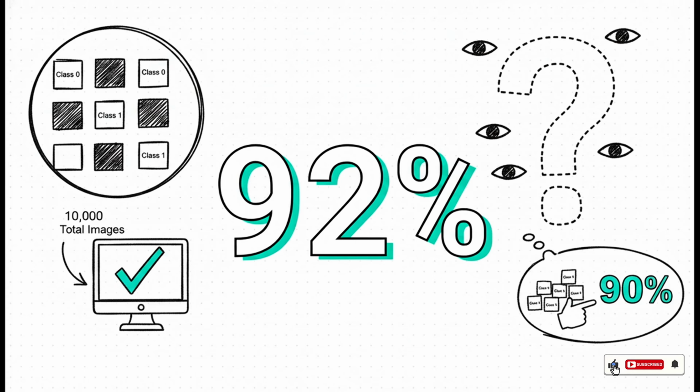Imagine you evaluate your model and it spits out a shiny 92% accuracy score. You might be tempted to pop the champagne, right? But I'm here to tell you that this 92% can easily be a complete lie. Think about it. What if your dataset has 10,000 images and 9,000 of them belong to class 0? Your model could just blindly guess class 0 for every single image it ever sees, and it would technically score a 90% aggregate accuracy while learning absolutely nothing.